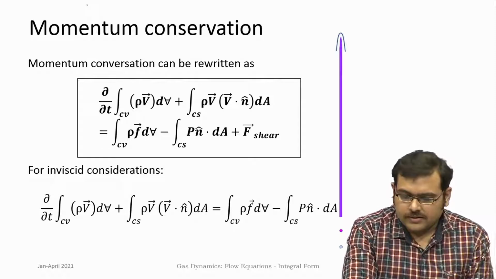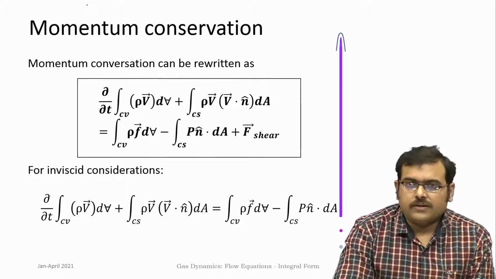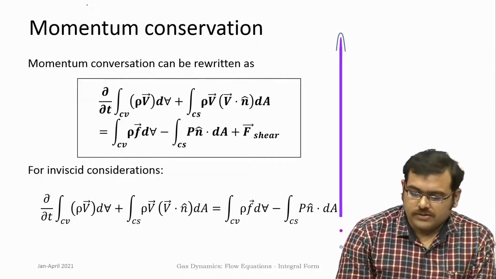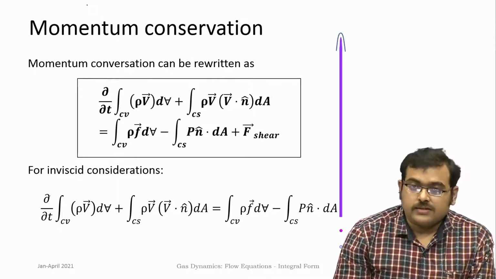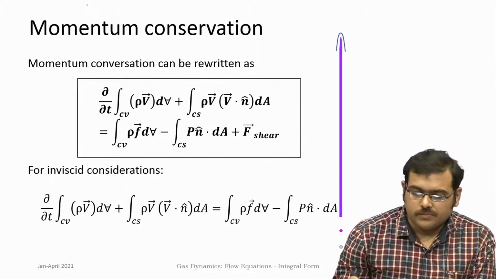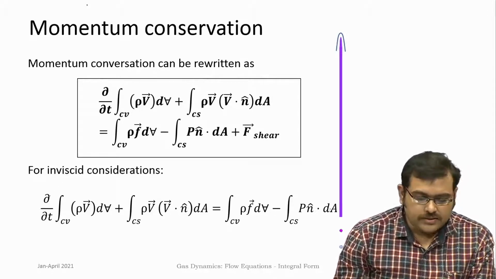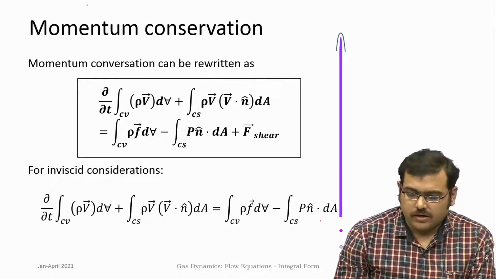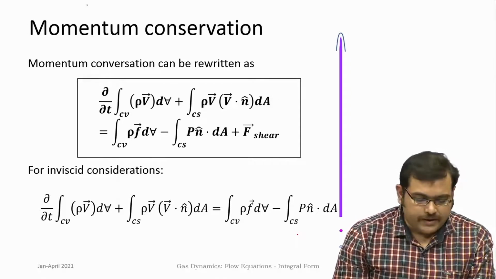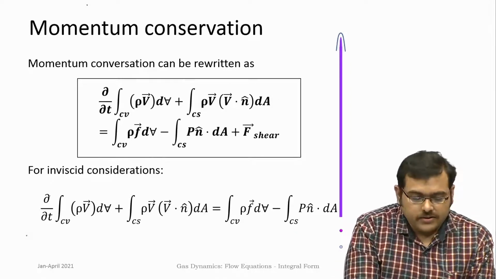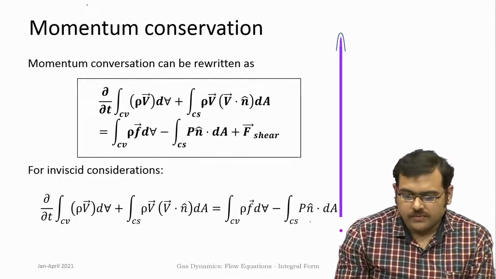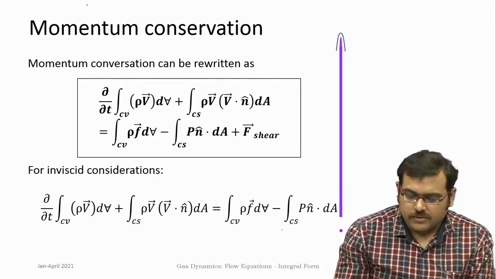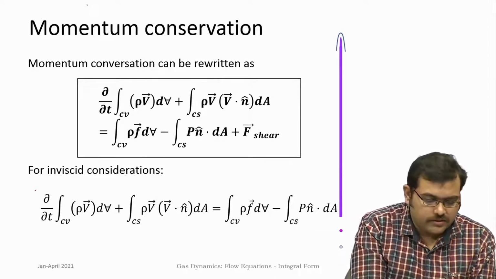Now, as I was discussing, in the majority of cases we first neglect the shear forces because they are considerably smaller. So we do not consider shear forces for the first cut analysis, and then later on we can add them if they are important. So in inviscid considerations we do not consider F shear, and the equation that comes about is given here.